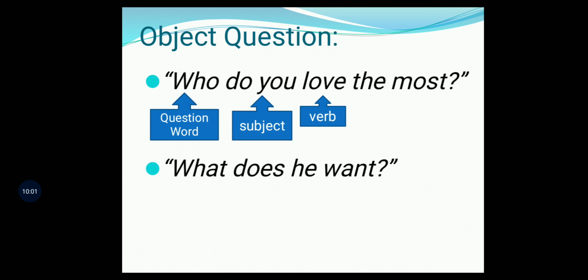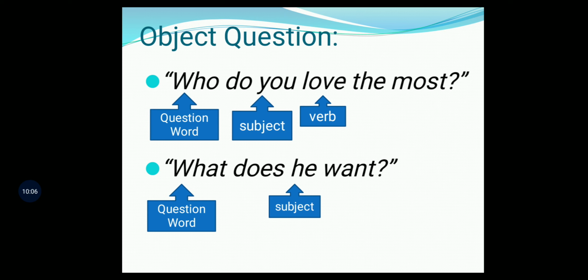Next, we also have what does he want. Here the question word is what, and the subject is he. Want is the verb. So this is how you phrase your object questions.